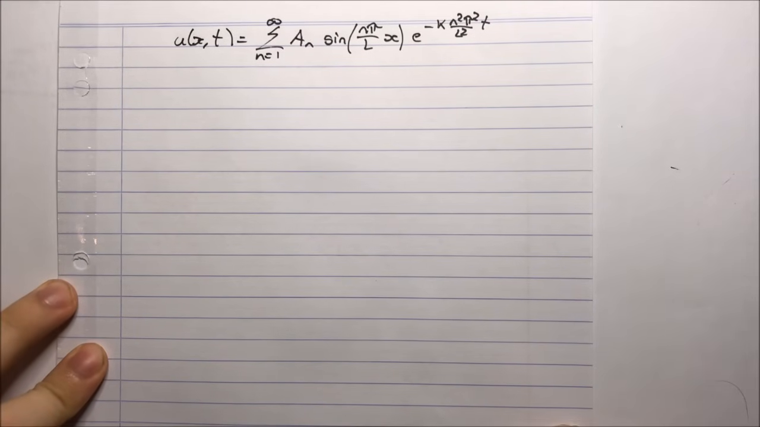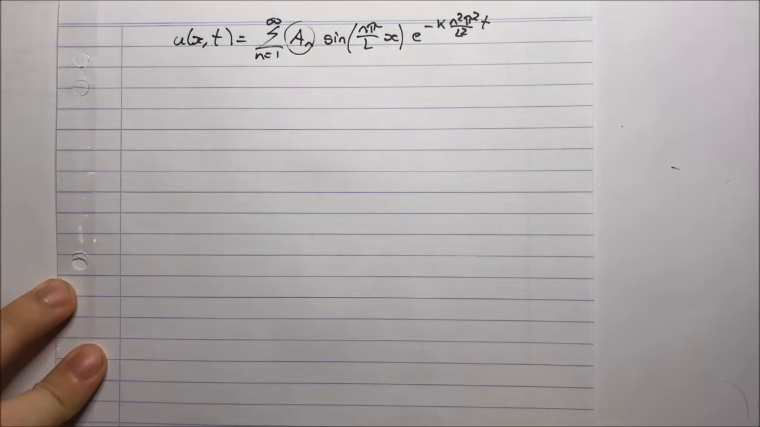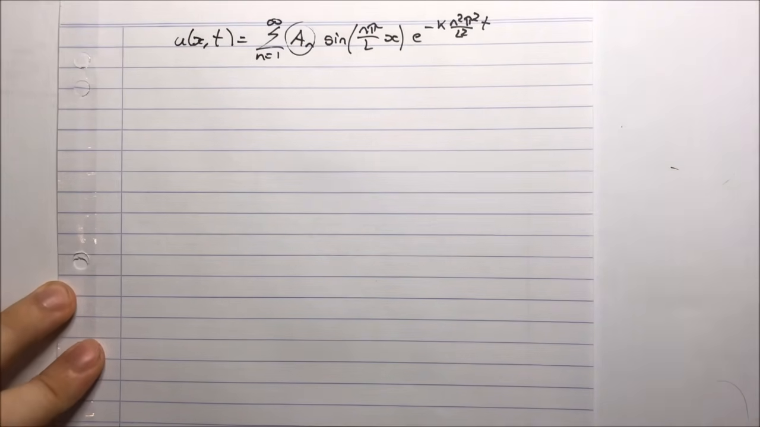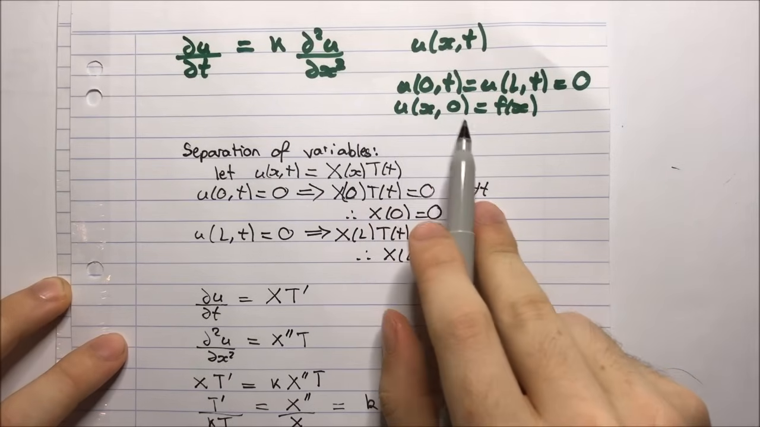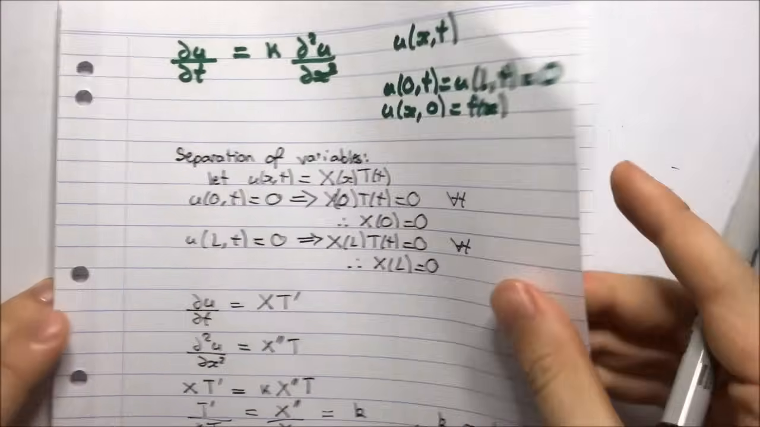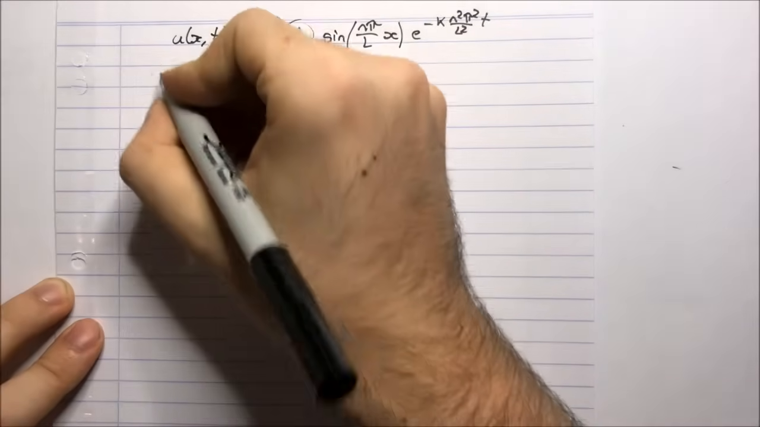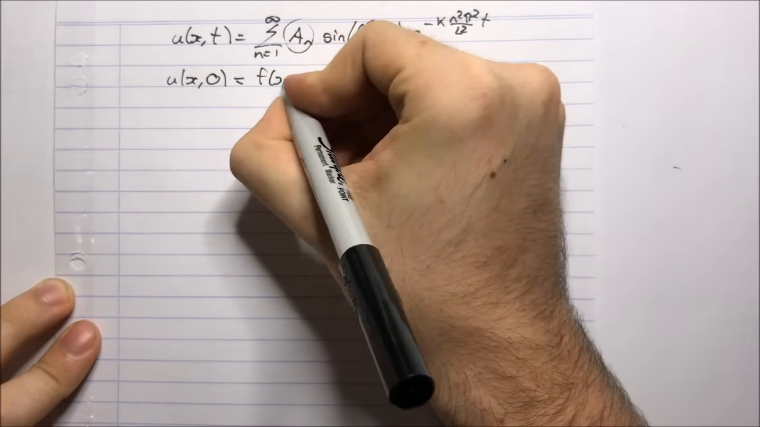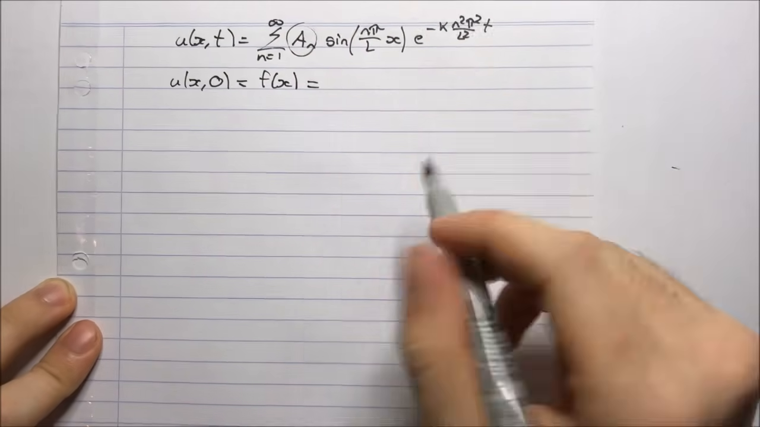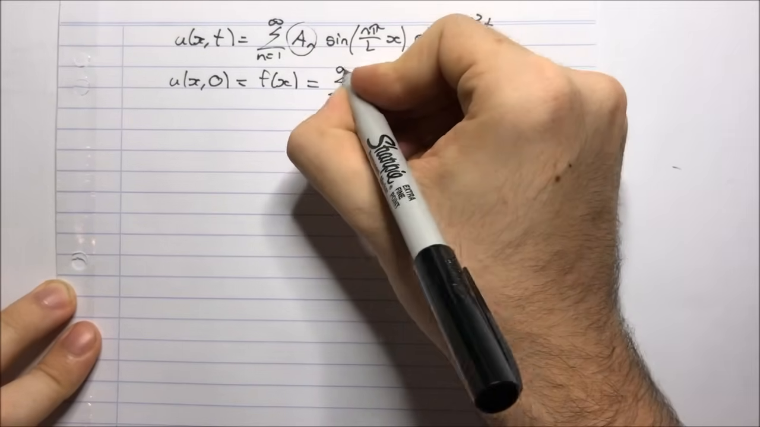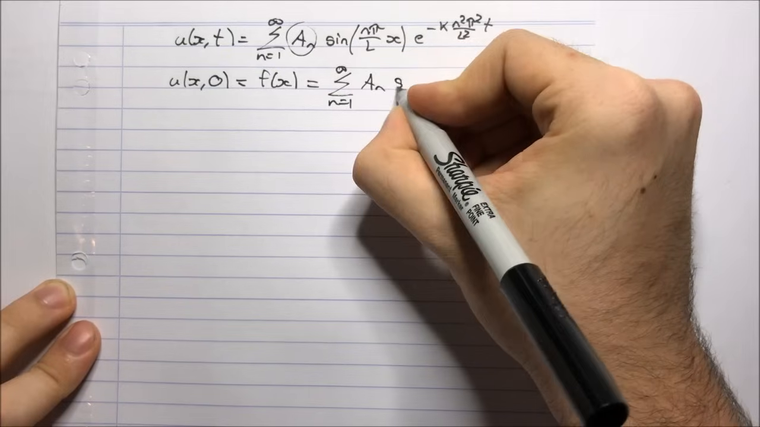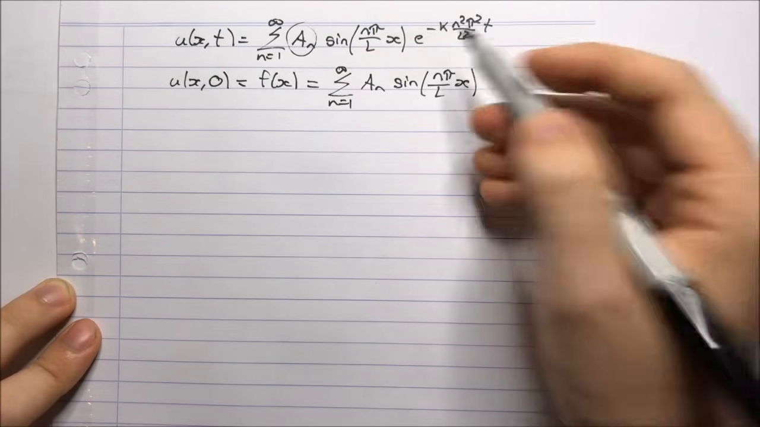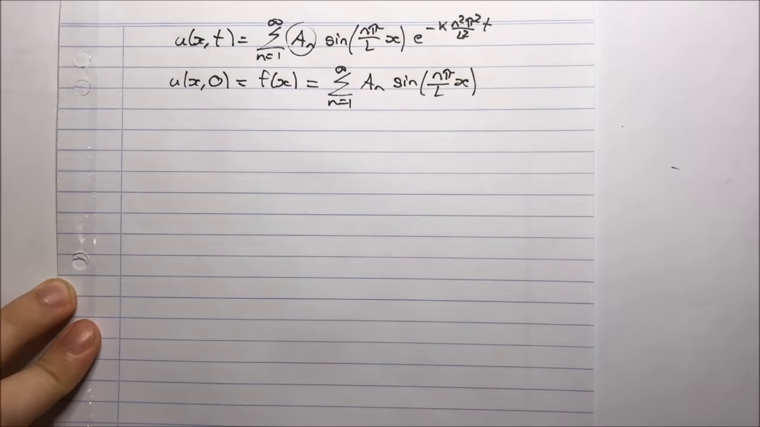Now, the final thing that we need is to evaluate what a of n, or a sub n, is equal to. And what we're going to use for that is our initial condition, u of x comma 0 equals f of x. So, if I substitute t equal to 0, u of x comma 0, which we just said was equal to f of x, becomes the sum from n equals 1 to infinity of a n sine of n pi on L x, and then this will be e to the 0, which is 1, and so this is what we have.